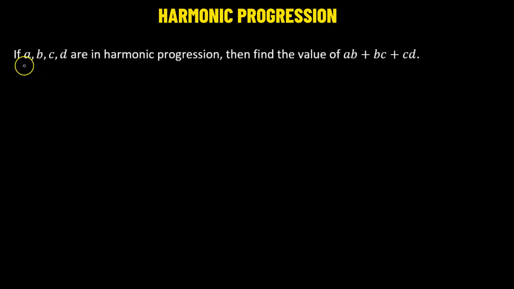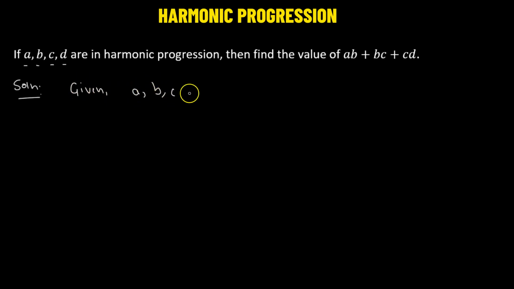So here we are given four terms A, B, C and D, and they are in harmonic progression. And using this information, we need to find out the value of AB plus BC plus CD. So let us begin.